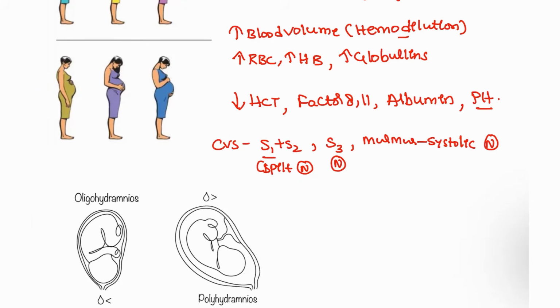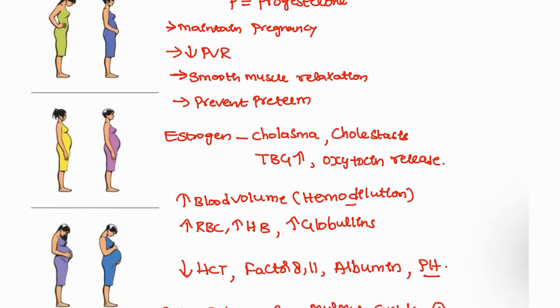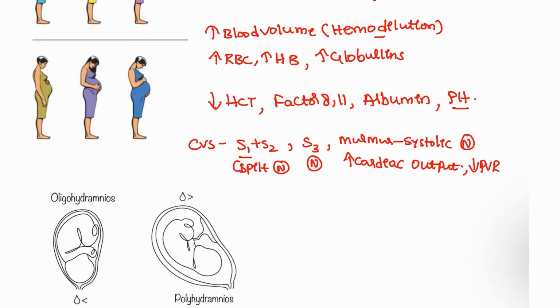What are the other changes? The cardiac output will be increased. So the heart rate, pulse rate, and the stroke volume are also going to increase. And we discussed peripheral vascular resistance will be decreased. What is the important factor? That is due to which one, guys? Progesterone is going to decrease the peripheral vascular resistance in the patient.